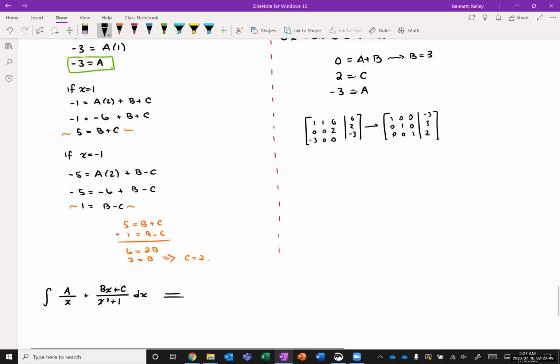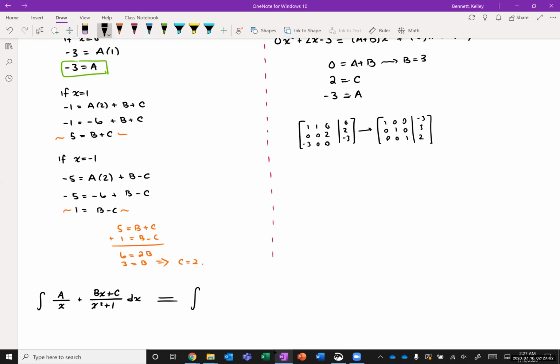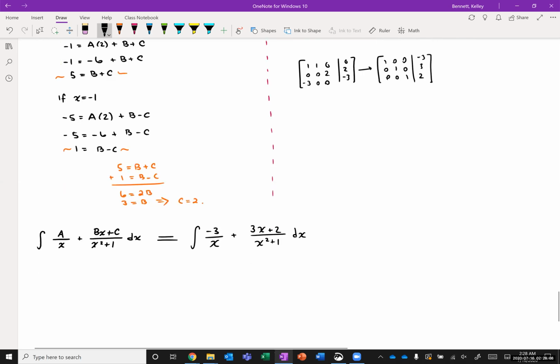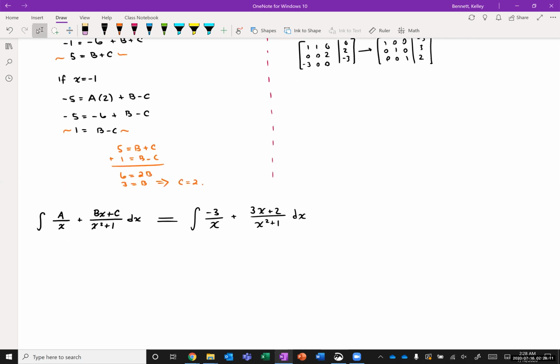So we said that a was negative 3, so this is the integral of negative 3 over x, and then b was positive 3, c was 2, so (3x plus 2) over (x squared plus 1) dx. So negative 3 over x, that's really straightforward. That's just negative 3 ln x. But 3x plus 2, at first glance, you're just like, oh man, great for a u sub, because the derivative of x squared plus 1 is going to be 2x. And then you're like, oh, but that little plus 2 is really giving me grief. So this is my recommendation.